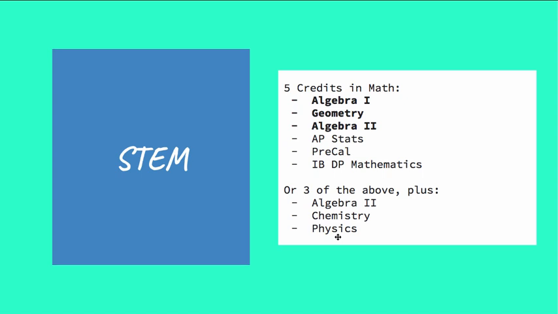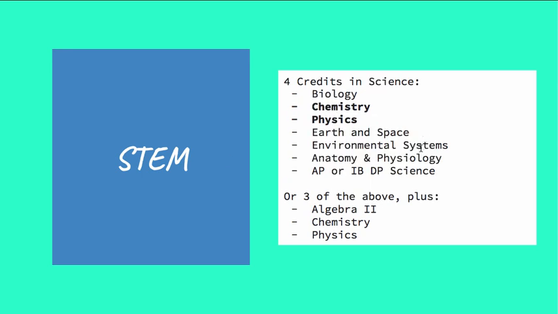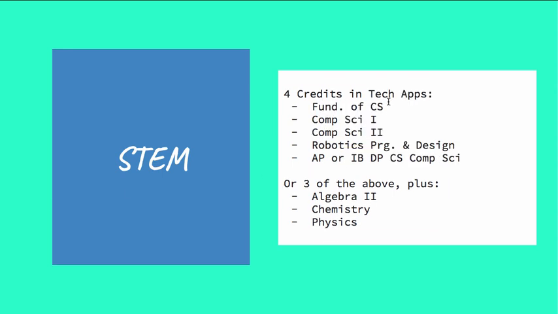So yeah, now they don't double count. You can't be like, oh, like algebra 2 twice, right? That doesn't count. So these 3 plus 3 of these up here. And then science, 4 of these credits, or these 3 plus 3 of these. And then your STEM options. So these, or once again 3 of these plus 3 of these.